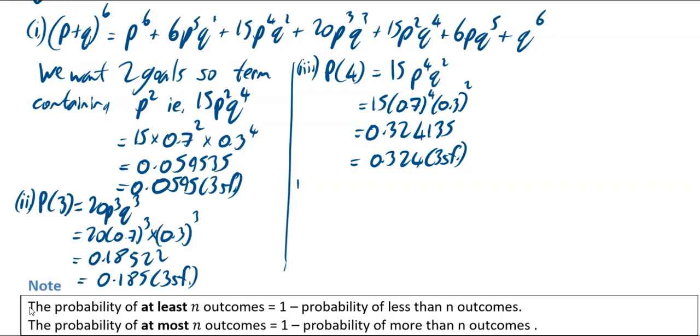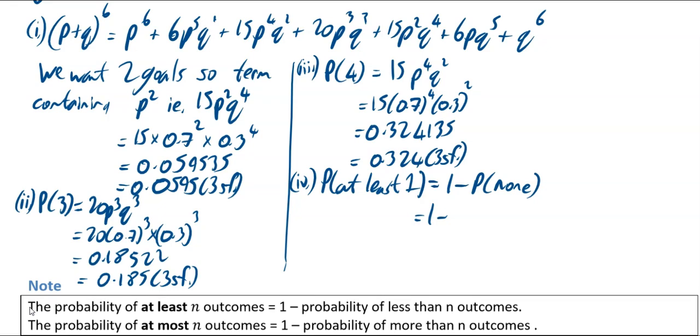Okay, part 4, it asks you for at least 1 goal. So the probability of at least 1 means you could have 1 goal, 2 goals, 3 goals, 4 goals, 5 goals, or 6 goals. So it's everything except no goals. So it's 1 minus the probability of none. That's the easiest way of doing it.